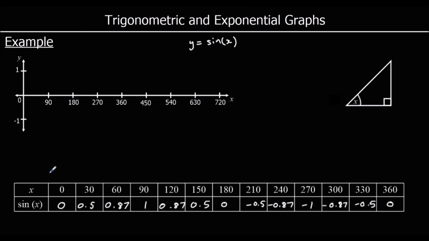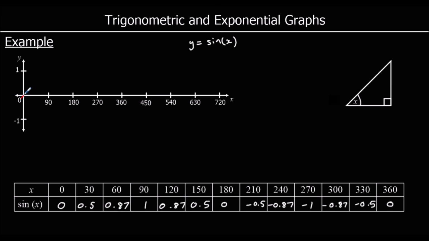So this is our table of values. This is what we get if you type all of these into a calculator. So sine 0 is 0, sine 30 is 0.5, and so on. So let's plot these on a graph.